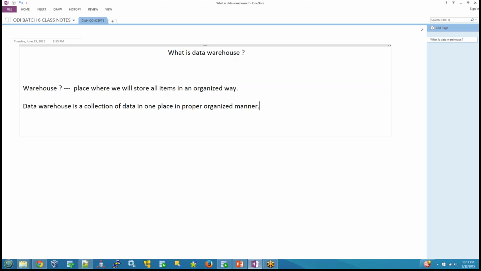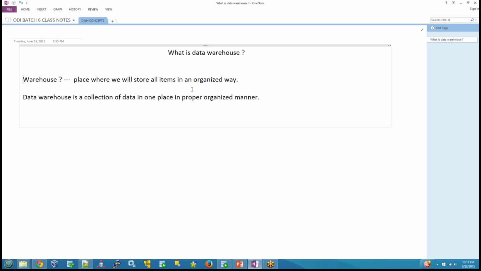So that means we will get the data from different sources. For example, Walmart will get the data from different companies. They will collect the data from different manufacturers and store it in one place. From there, they will do all the transactions, all the selling and everything. Similarly, a data warehouse is a collection of data in one place in a proper organized manner. The data we store in the warehouse should be properly organized. Everybody is clear on the definition of a data warehouse? It's not a complete definition, it's one part of the definition.